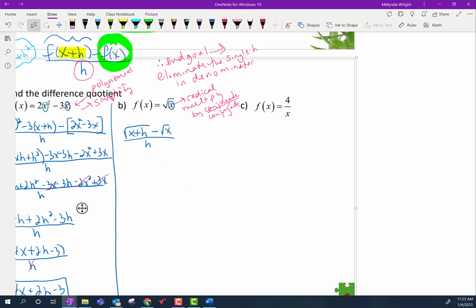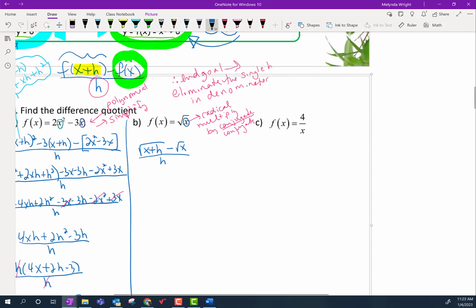Okay, we're going to multiply by the conjugate, and so over itself. So we've got the square root of x plus h plus the square root of x over the square root of x plus h plus the square root of x. Now this should be very freeing for you, because if you can remember, if you've got a radical, what to do, it's going to be the same thing every single time. You're going to multiply by the conjugate over itself.